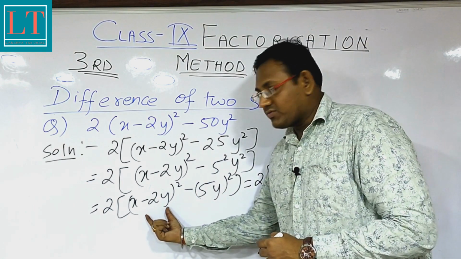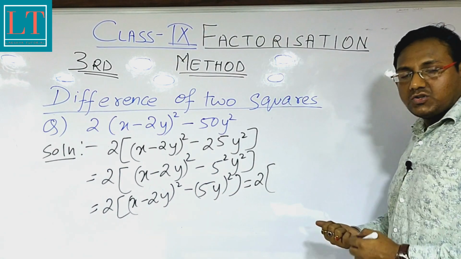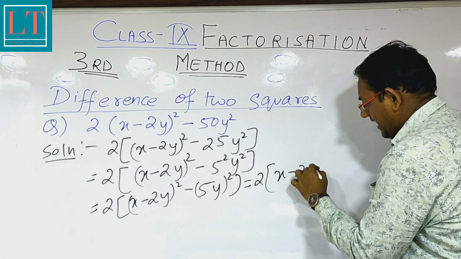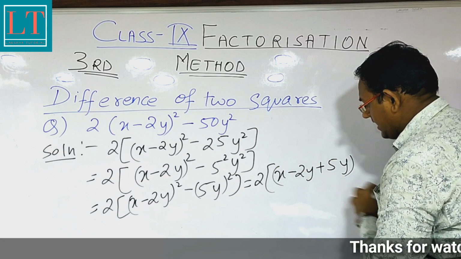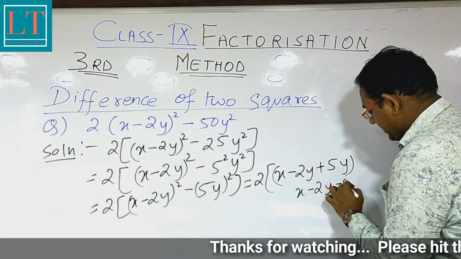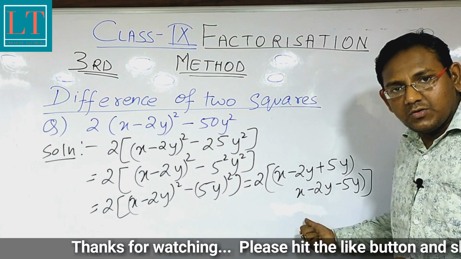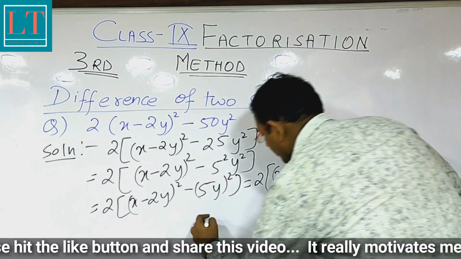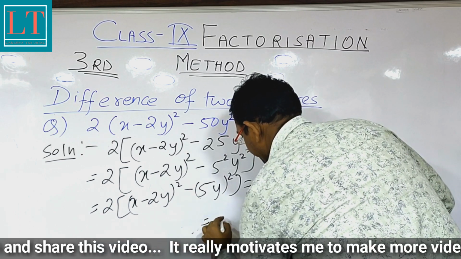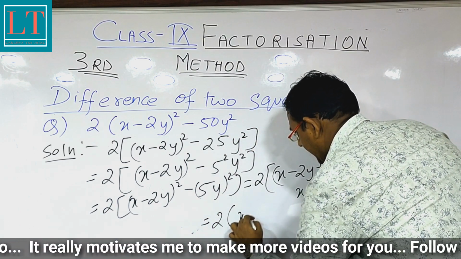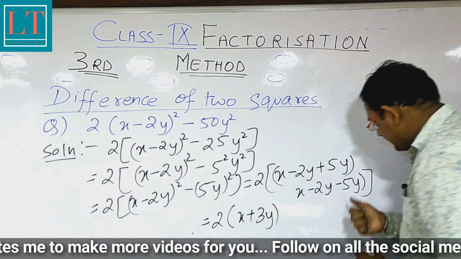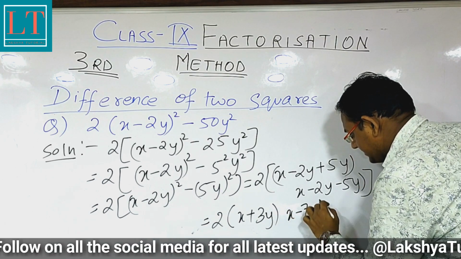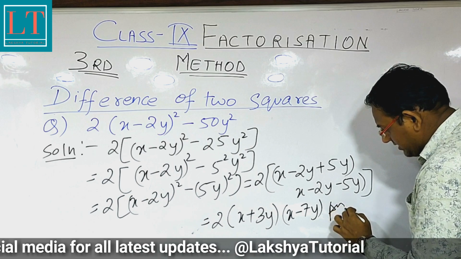Now, this is in the form of a square minus b square, and we have discussed already the formula of a square minus b square, that is (a plus b) and (a minus b). We have already discussed this formula. So in this particular case, 5y minus 2y, we already know that is 3y. So the expression will be 2 bracket (x plus 3y), and this minus 5y and minus 2y will give you minus 7y. So (x minus 7y) over here. So this is your answer.